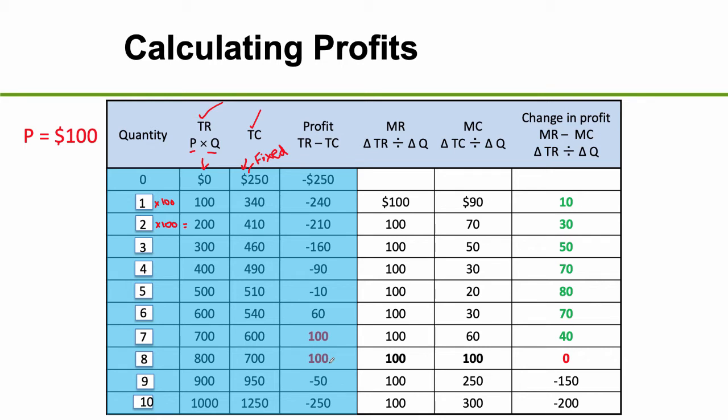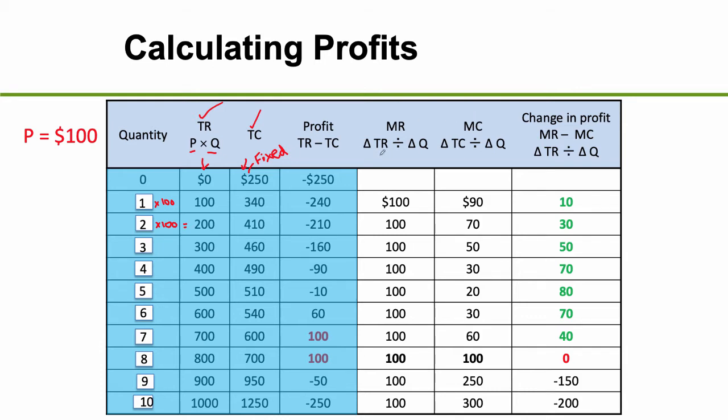But here's the problem. Most firms don't have this information handed to them in a spreadsheet. They need to figure this profit maximization out in a different way because they're not going to know what their total costs are. They may not know what those total costs are until into the future. So what we're going to do is move into these next two columns to look at the margins.